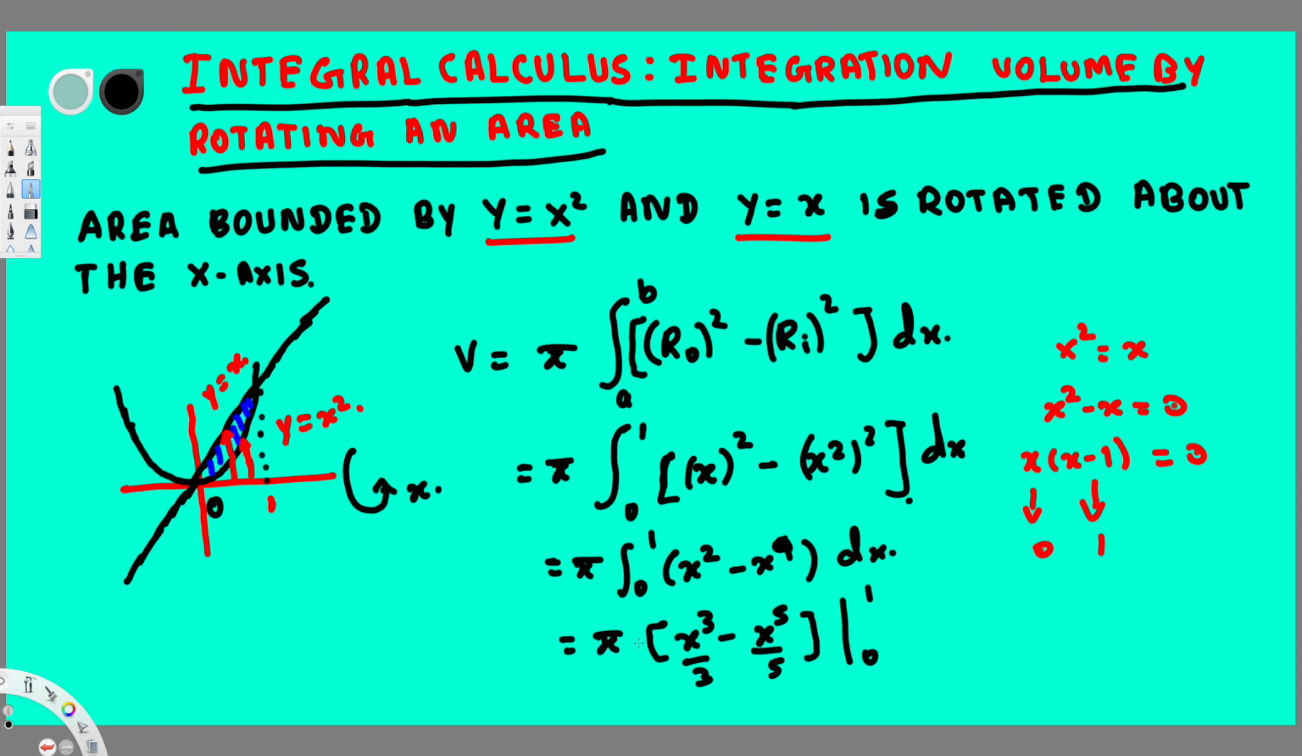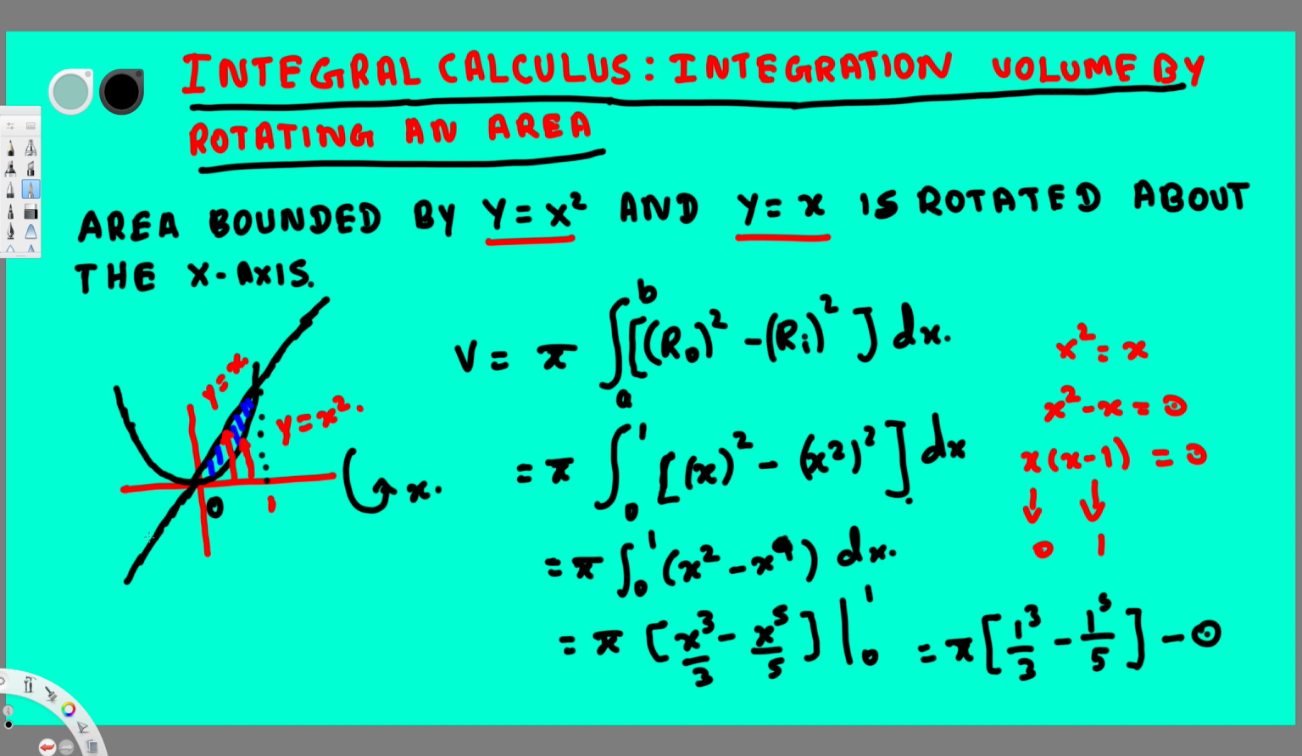Now let's substitute the values. If you plug 1 for this one, this is going to be pi times 1 cubed divided by 3 minus 1 to the power 5 divided by 5. And then the next one we have to substitute 0, and you can see if you substitute 0 for this one, 0 over 3 minus 0 over 5, that's going to give us 0 overall. So we simply subtract 0, and this is not going to change anything. And from this one, we are left with this one, right?